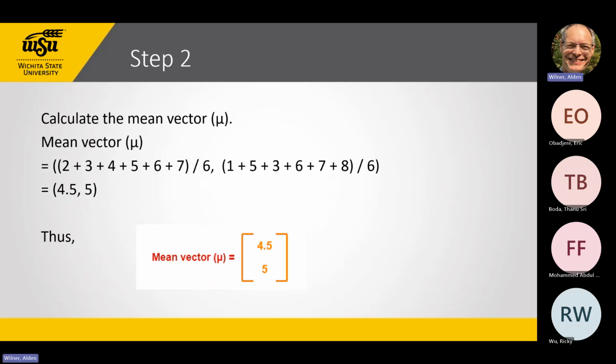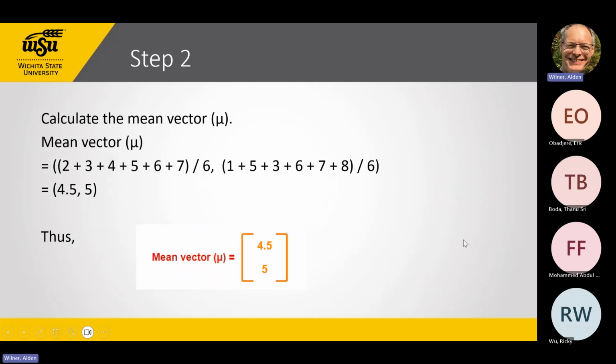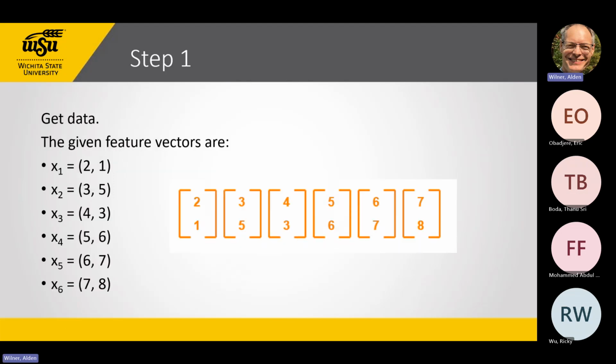Now we calculate our mean vector. How do you calculate a mean vector? Well, you sum each row in your vector, and then you divide by the number of samples we have. So 2, 3, 4, 5, 6, 7, add those together, divide by our 6 samples. 1, 3, 5, 6, 7, 8, add those together, divide by our number of samples, and we end up with (4.5, 5). So that is our mean vector, the average of all of our data points.